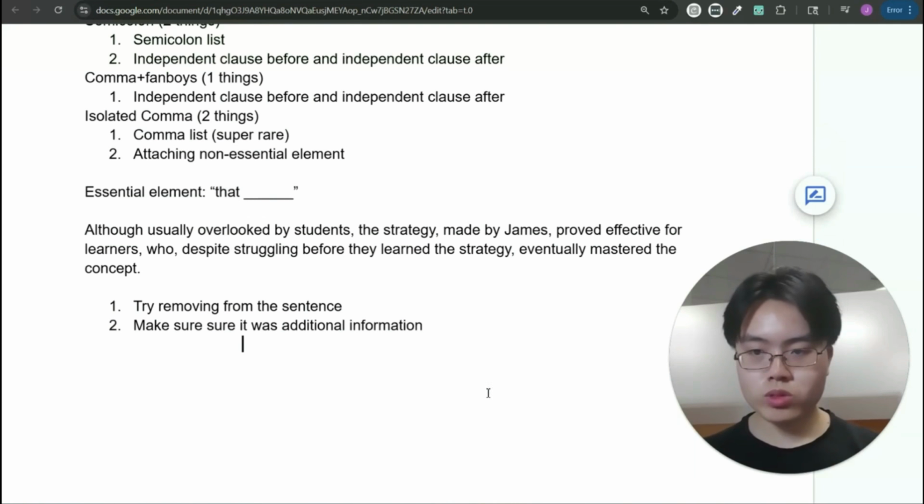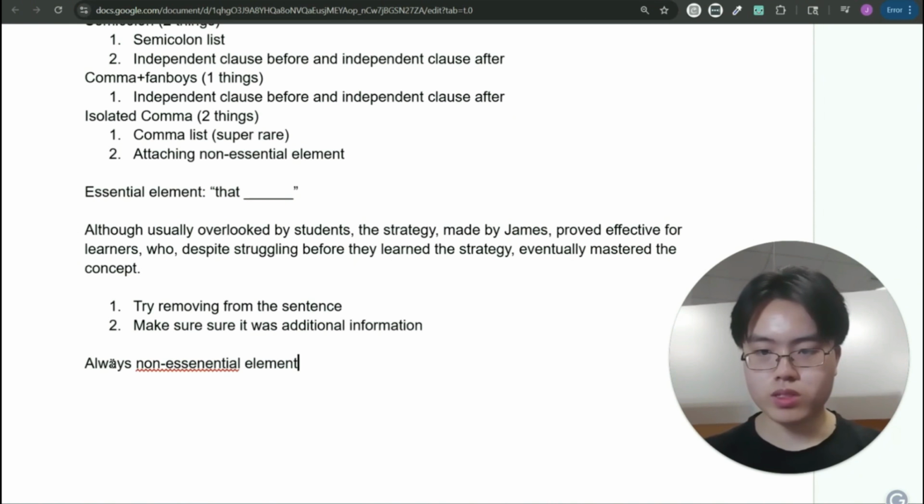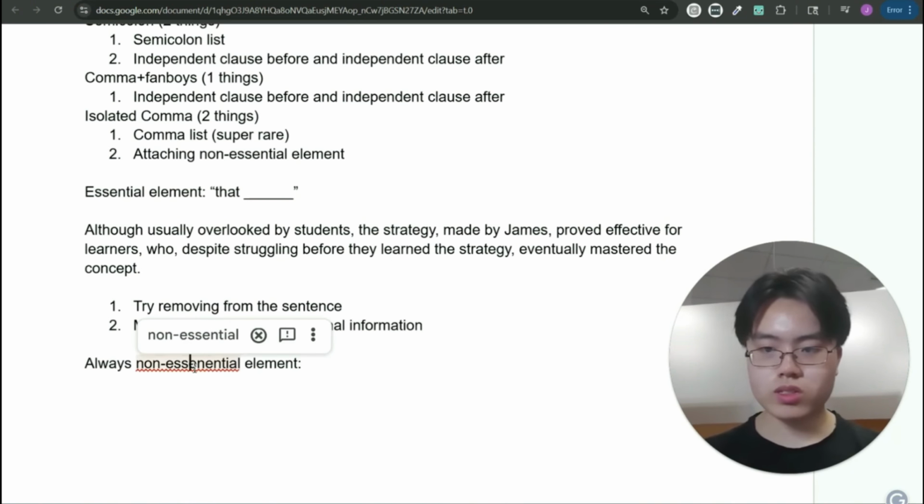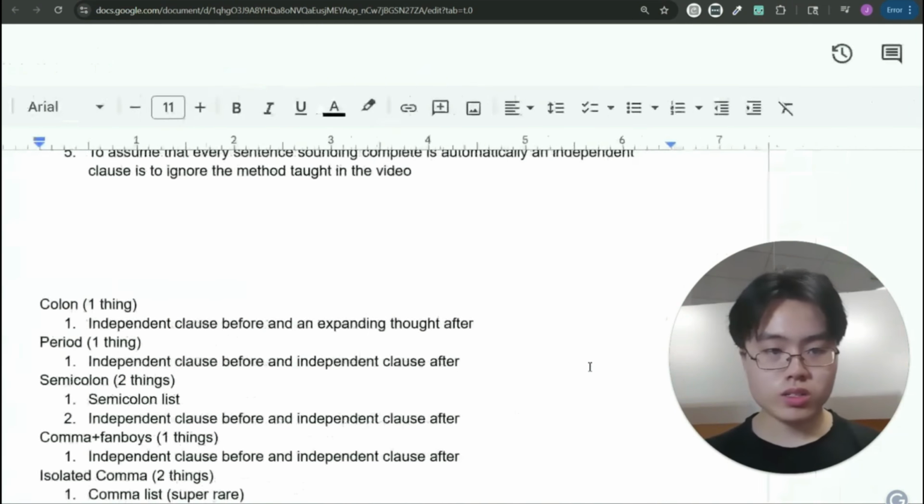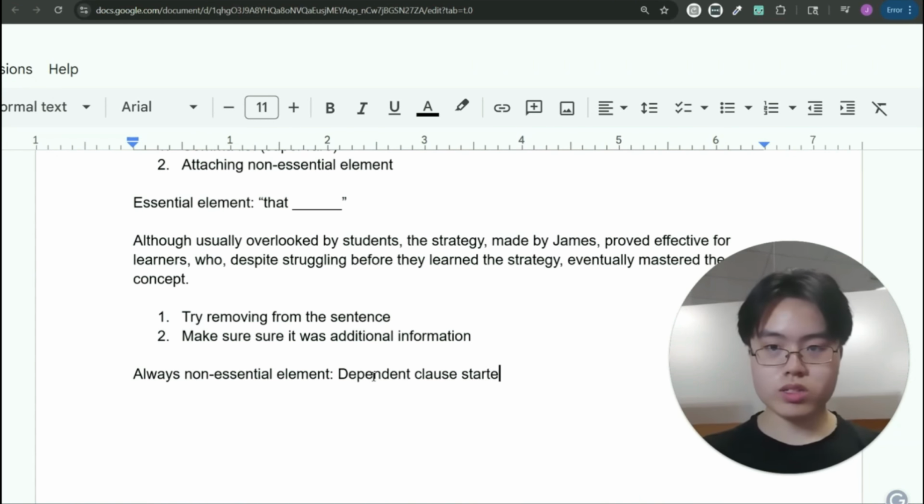To help you even more, here are some things that are always non-essential elements. When you see this, you know for sure. So, always non-essential element. First thing is if it starts with a dependent clause starter, then we know it's a non-essential element.